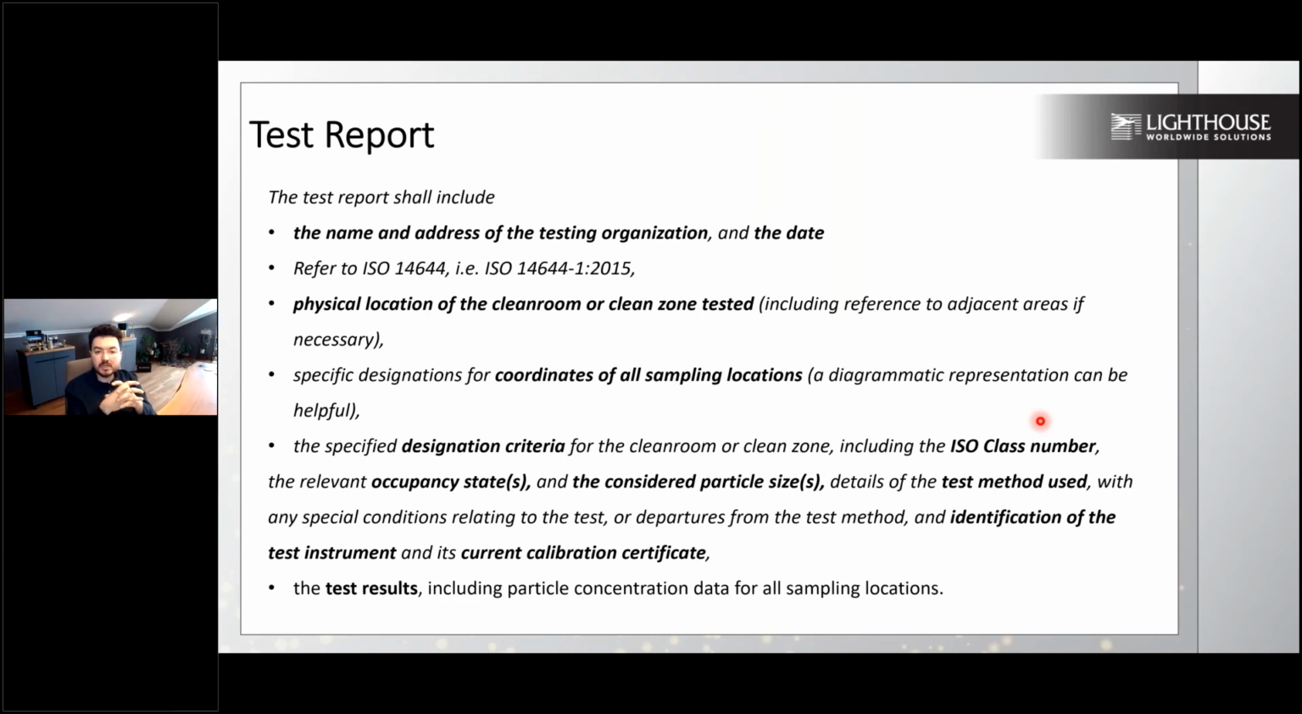And you can also put the diagrammatic representation of sample locations from your clean room, like we did on the location table. The specified designation criteria for the clean room or clean zone, including the ISO class number at the beginning, the relevant occupancy state, considered particle sizes, test method you used, equipment certification, the current calibration certificates, and identification of the test instrument with the brand name, model number, and serial number. The test results, including particle counter data for the sampling locations, which means the thermal printouts or the raw data.